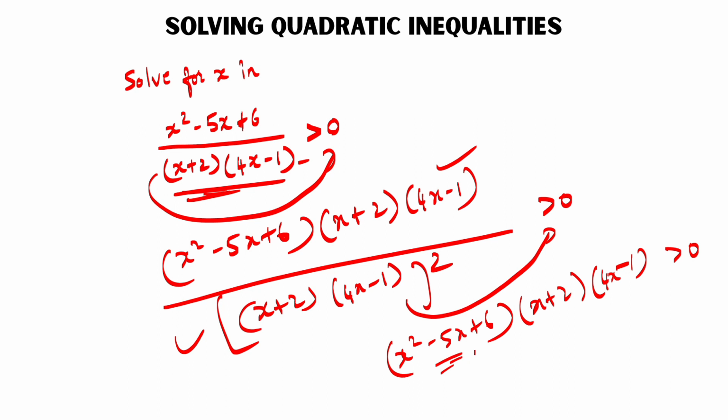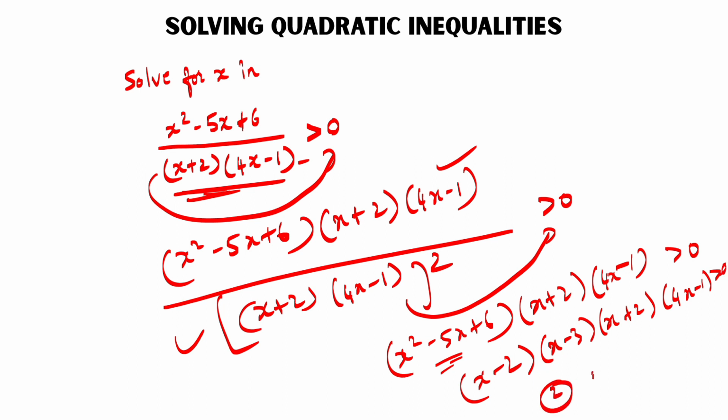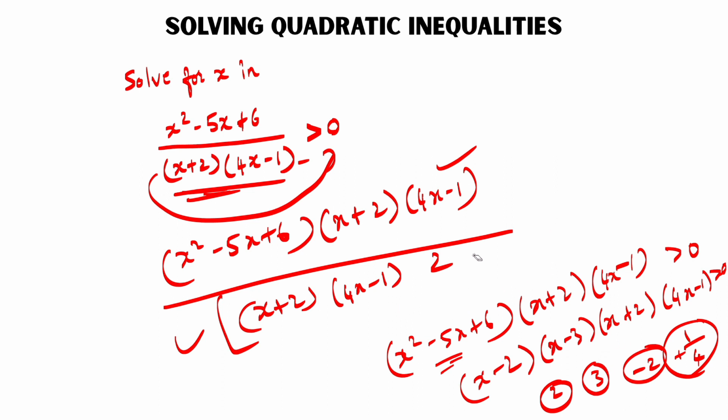And if we solve this equation first, it will be (x minus 2)(x minus 3)(x plus 2)(4x minus 1) greater than 0. So x is equal to 2 in the first case, 3 in the second case, minus 2 in the third case, and 1 by 4 in the last case. Let us plot them on the line graph.